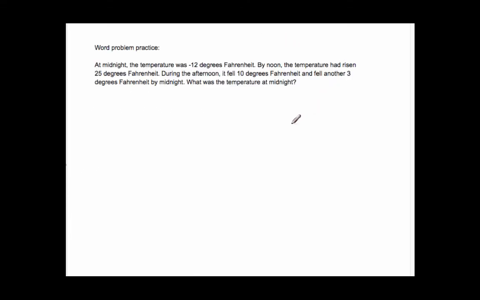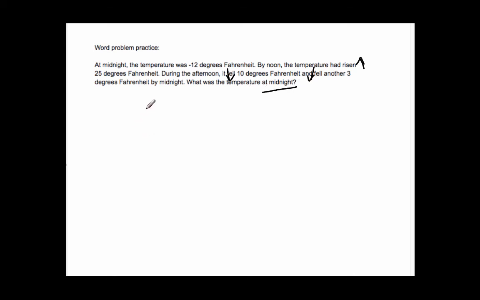Let's take a look at this word problem practice. It says at midnight, the temperature was negative 12 degrees Fahrenheit. By noon, the temperature had risen 25 degrees Fahrenheit. During the afternoon, it fell 10 degrees Fahrenheit and fell another 3 degrees Fahrenheit by midnight. What was the temperature at midnight?